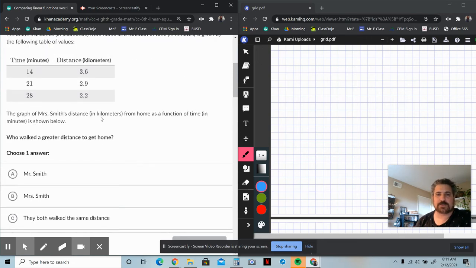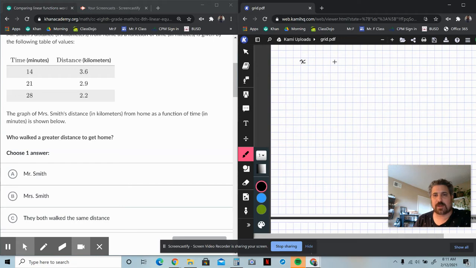So let's take a look at the first table and figure out what we've got there. So what I would do is I list out the values. I'm just going to put x for time and y for distance. And I'm just going to go 14 for time and 3.6. And then we had another value of 21 and 2.9. And because they say it walked at a constant rate, we know this is going to be linear. We don't really need the third point. So now we're going to go here and say, okay, what's the change in the y direction? From 3.6 to 2.9, that's going to be a decrease of 0.7. And what's the change in the x direction? That would be an increase of 7.